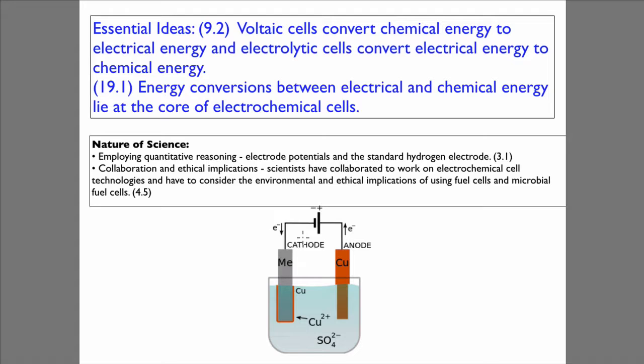Electropotentials and the standard hydrogen electrode are used in electrochemistry. Collaboration and ethical implications. Scientists have collaborated to work on electrochemical cell technologies and have to consider the environmental and ethical implications of using fuel cells and microbial fuel cells.